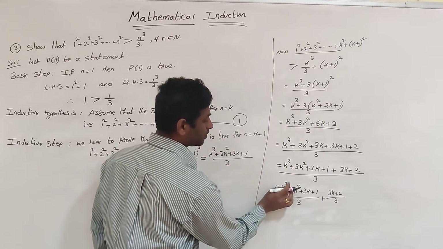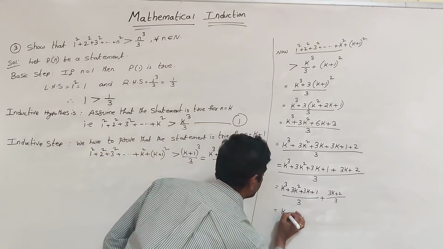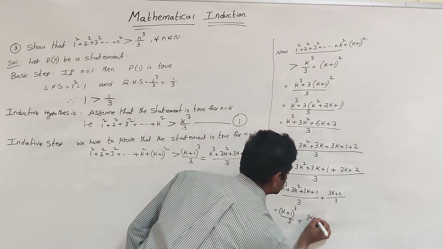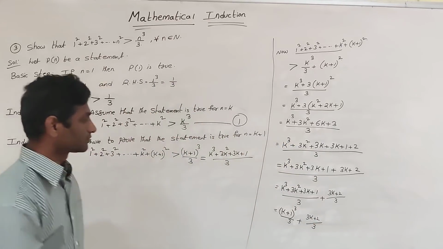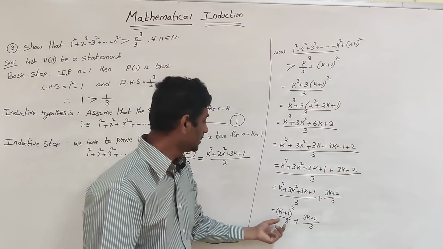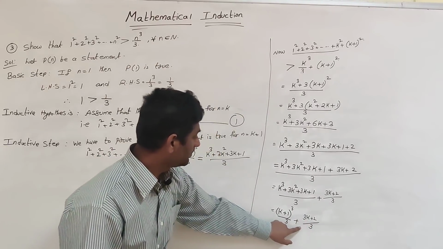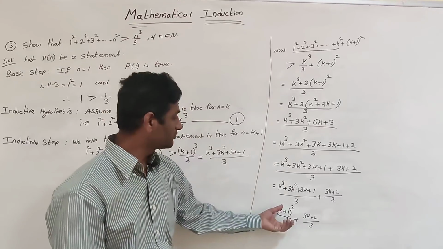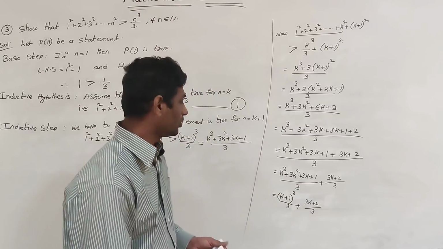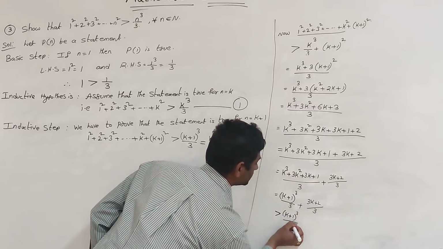So, but what is the value of k cube plus 3k square plus 3k plus 1 is the expansion of k plus 1 whole cube by 3 plus 3k plus 2 by 3. Means the simplification of k cube by 3 plus k plus 1 whole square is same as k plus 1 whole cube by 3 plus 3k plus 2 by 3. But if you observe this value, for this value we are adding some value. Means the entire value is always greater than k plus 1 whole cube by 3.